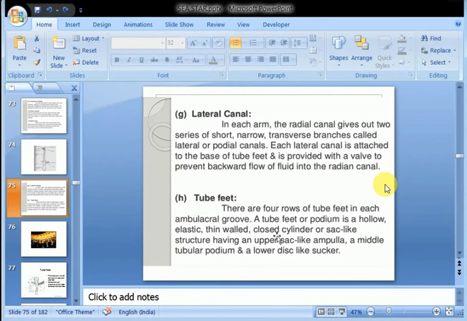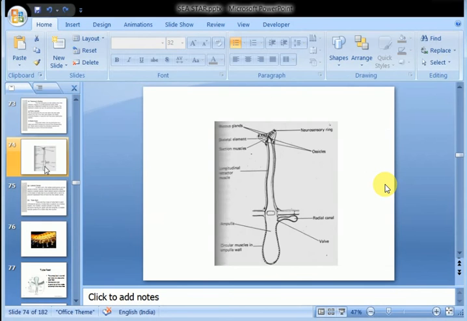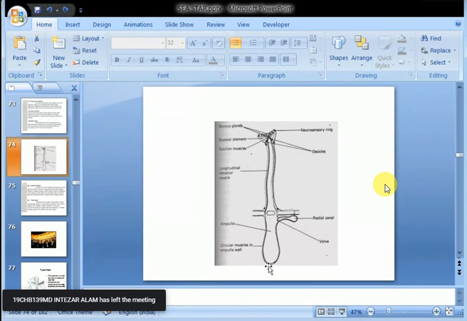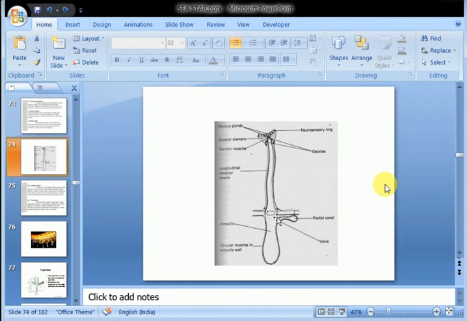And the tube foot or podium is a hollow, elastic, thin-walled structure, and it has a disc-like sucker at the base. A tube foot has an upper sac-like ampulla, a middle tubular podium, and a lower disc-like sucker. So this is an upside down structure of a tube foot. Here, this is the ampulla, and this canal opens into this. Then this is the podium part, and this is the last part of the tube foot where the sucker is located.